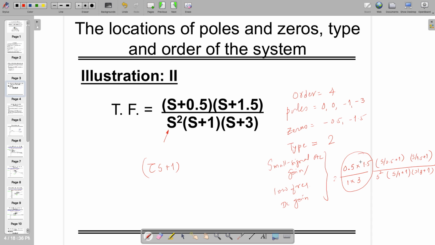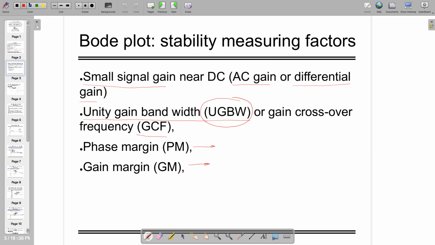This quantity is going to be known as the small signal AC gain, or the low frequency gain, or sometimes DC gain. DC, but it's not DC, it's very low near DC, so that's why it's also known as DC. However, this is going to decide what is the small signal gain, or this is same as what we were talking about, the first term.